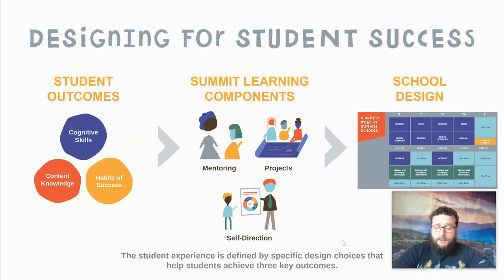So, by now we've talked about the three basic components of the Summit system: mentoring, projects, and self direction. And we also talked about how each of these components has something to do with helping students create outcomes, which include cognitive skills, mastery of content knowledge, and developing habits of success that can help them in life.